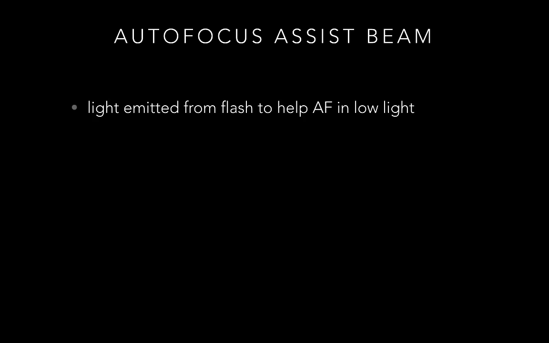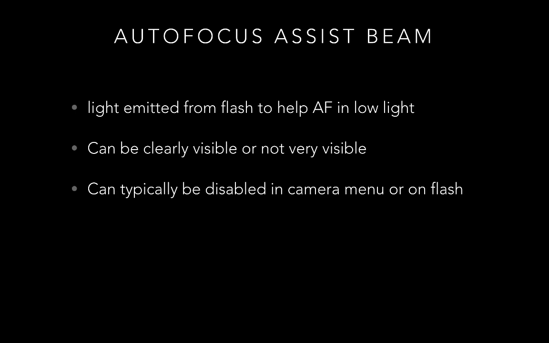Autofocus assist beam. Most flash units and some triggers even have a light that's emitted from the flash to help your camera's autofocus in low light. Some flashes have an auto assist beam that's very visible. The Yongnuos have a very visible autofocus beam. You can actually see it through your camera. And then some of them have a less visible or even somewhat not visible beam. Different systems use different types of light.